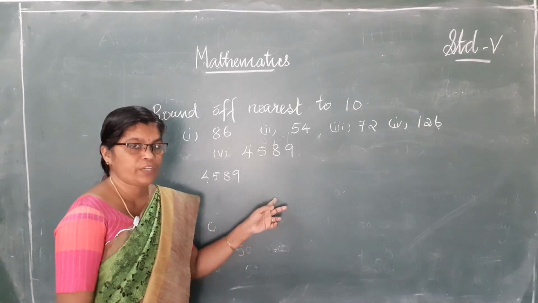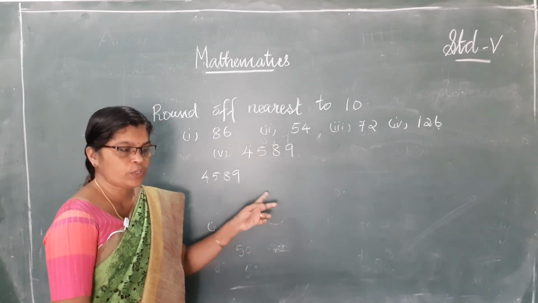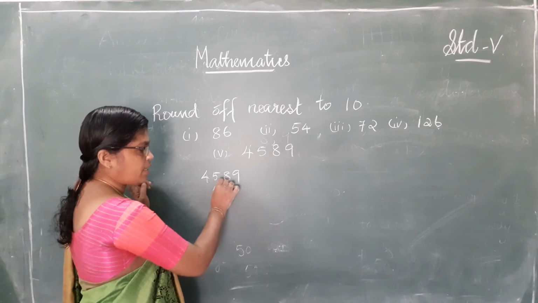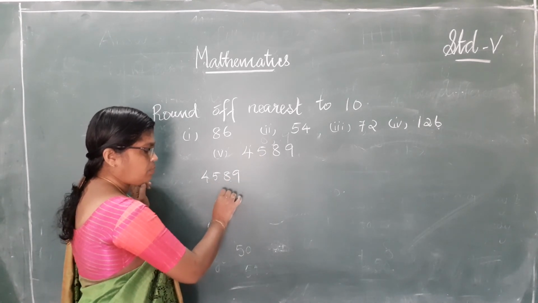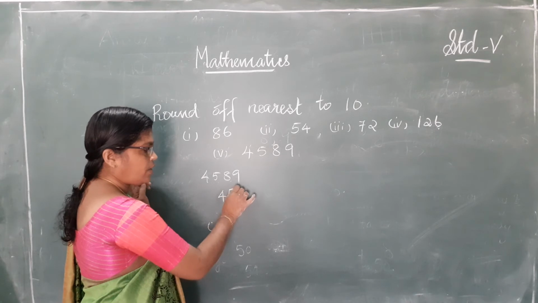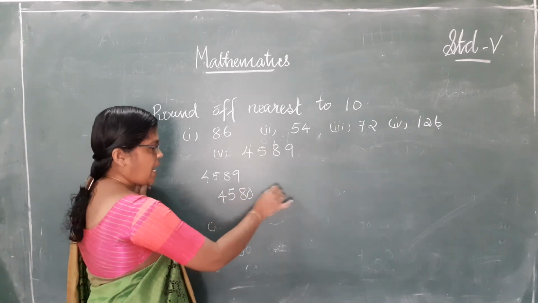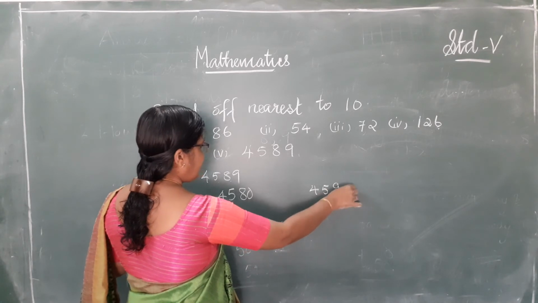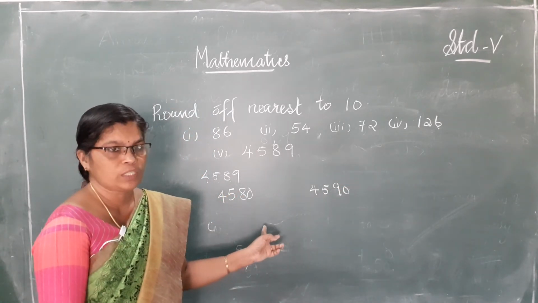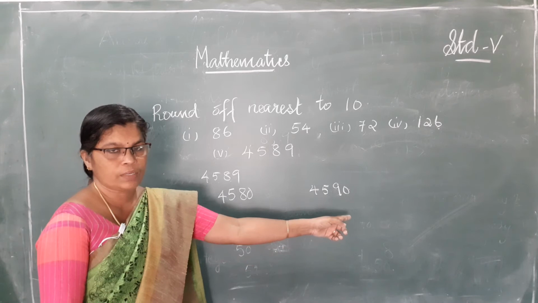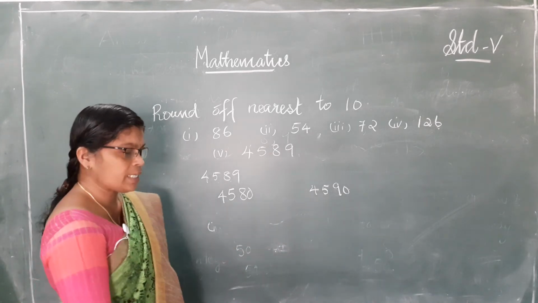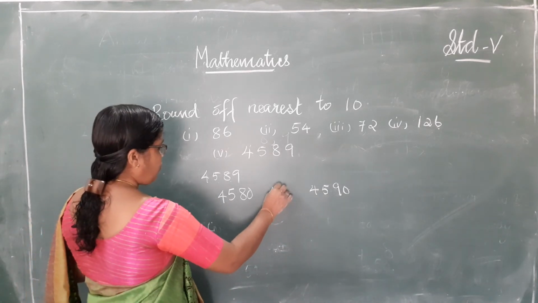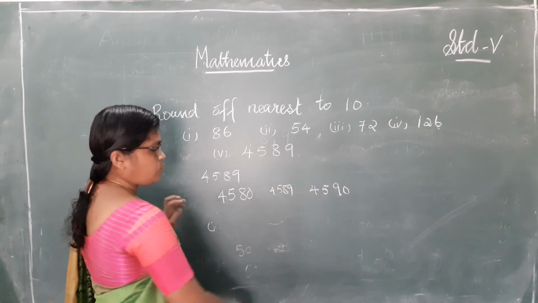We have to round off nearest to 10. Here also you see, 4589 comes in between 4580 and 4590. Right? It comes in between 4580 and 4590.